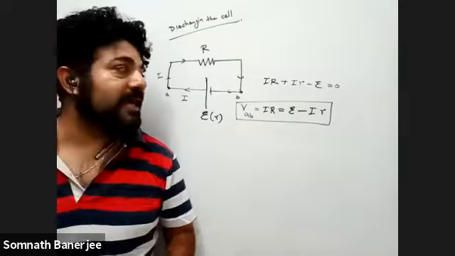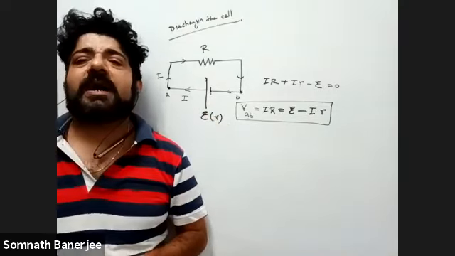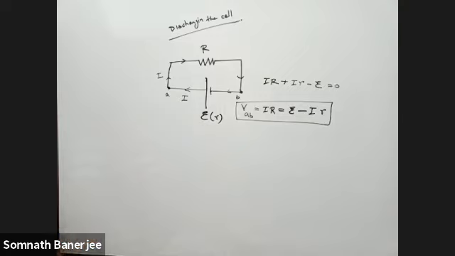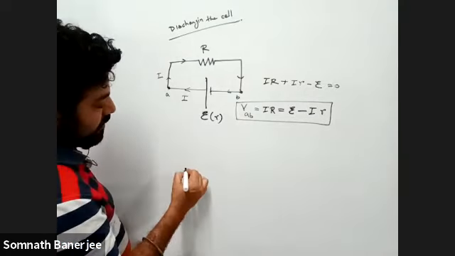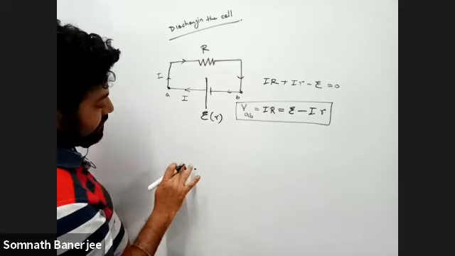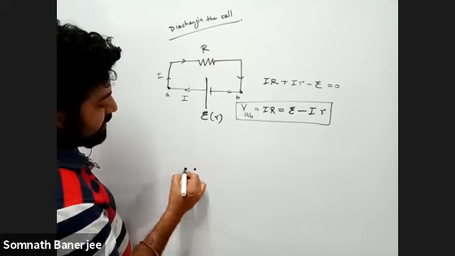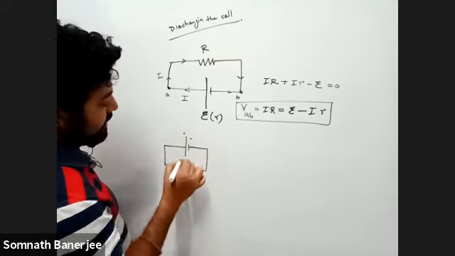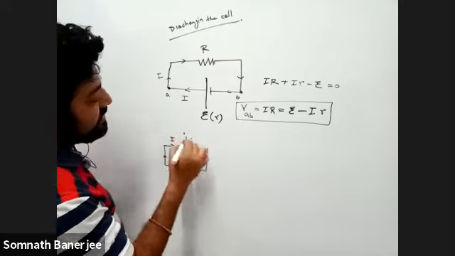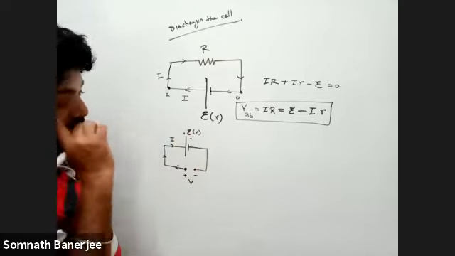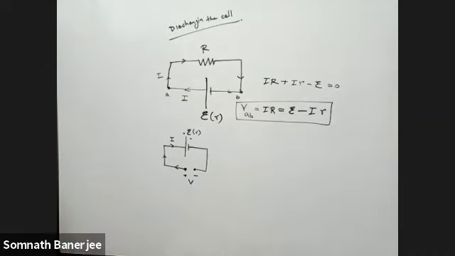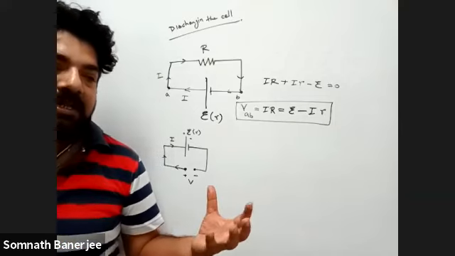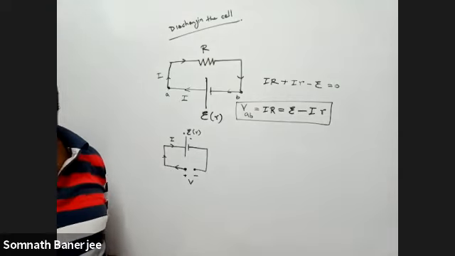So is it possible that the terminal voltage is greater than the EMF of a cell? Is it possible? The answer is yes, it is possible. Suppose this is one polarity, plus and minus, and you connect it with a cell in such a way that current is entering into the cell. You say, how is it possible, sir? You are trying to charge your charger, by using an external battery bank, a backup bank, that is called a power bank.